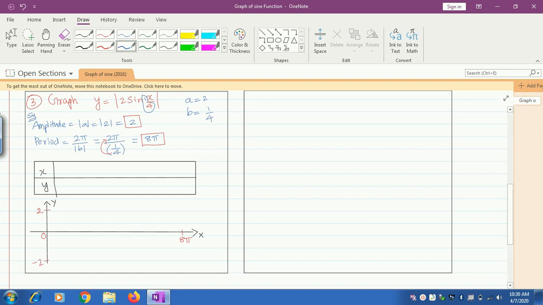So what is the half of this one? It is 4 pi. And what is the half of this? 2 pi. And multiply by 3, you will have here 6 pi. Now I write it 0, 2 pi, 4 pi, 6 pi and 8 pi.